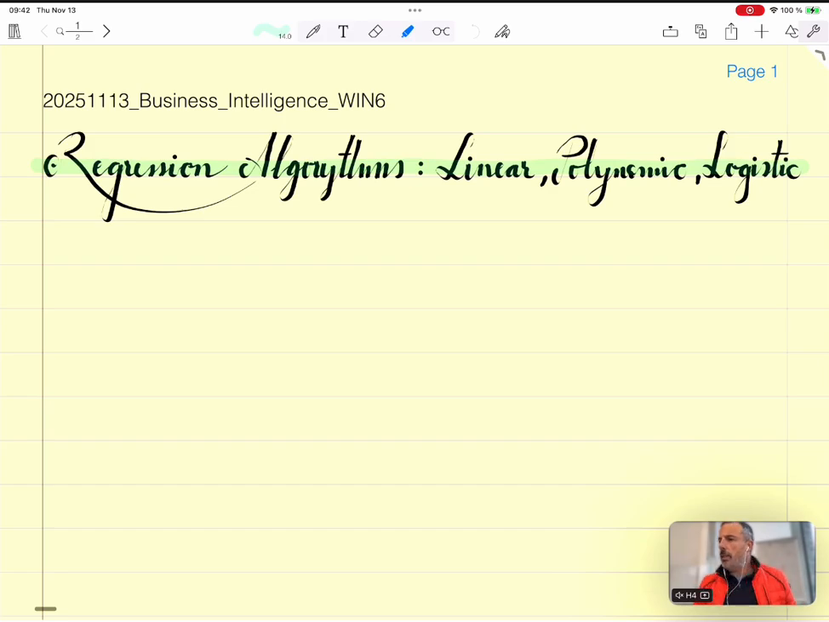of Business Intelligence. Today is the 13th of November. We will look today at regression algorithms, 3 of them: linear, polynomial, and logistic regression. With these algorithms, we make predictions based on data, okay?